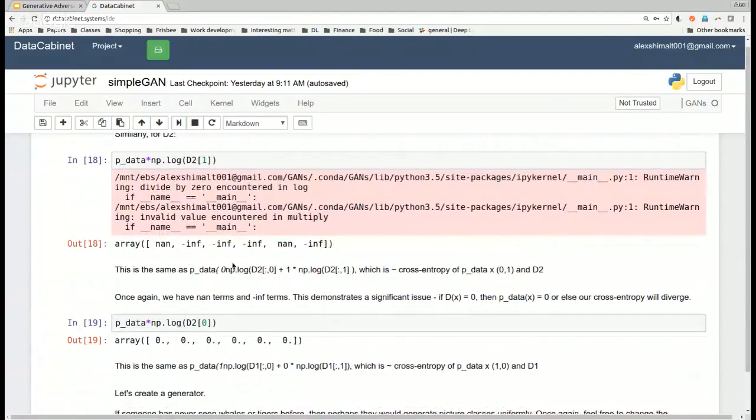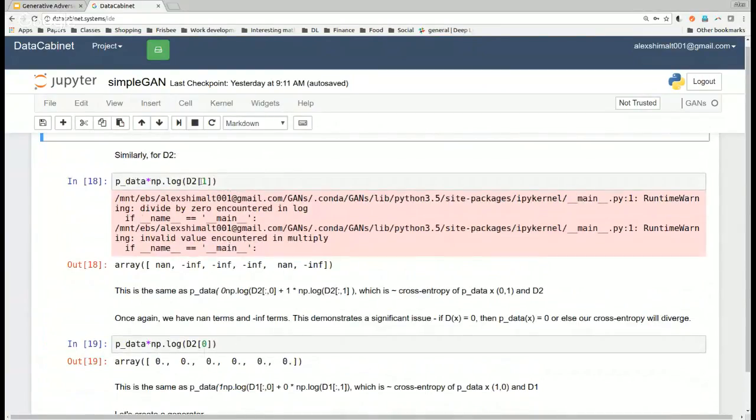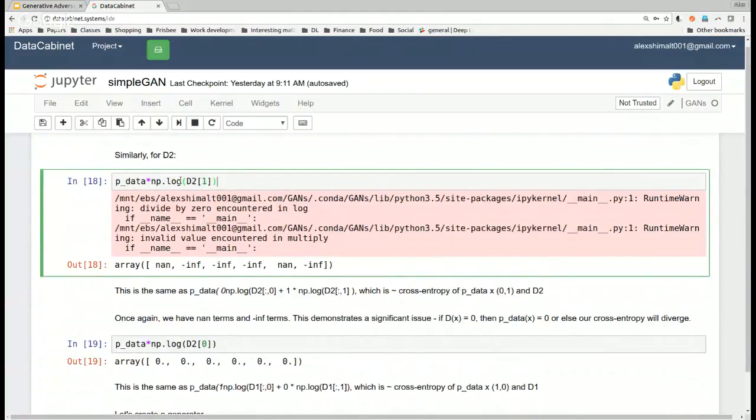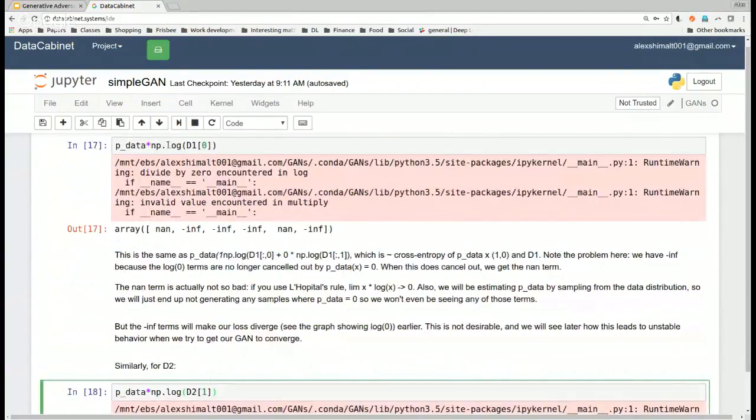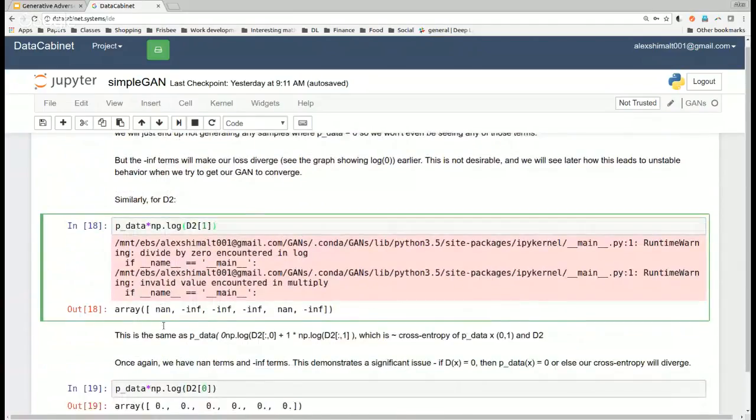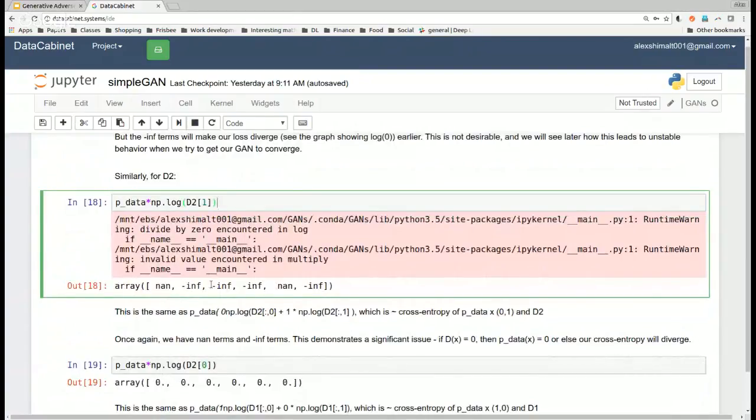Similarly, our D2 classifies everything as fake. If we calculate the proper P log D term, you have the same issue as this reverse term for D1. You have this NaN term, which is 0 log 0, which is fine, but you have a whole bunch of negative infinity terms. If the discriminator ever assigns 0 probability to any of the real data images, then you're going to have negative infinite loss, which is really bad. We're going to discuss later how we can fix that.